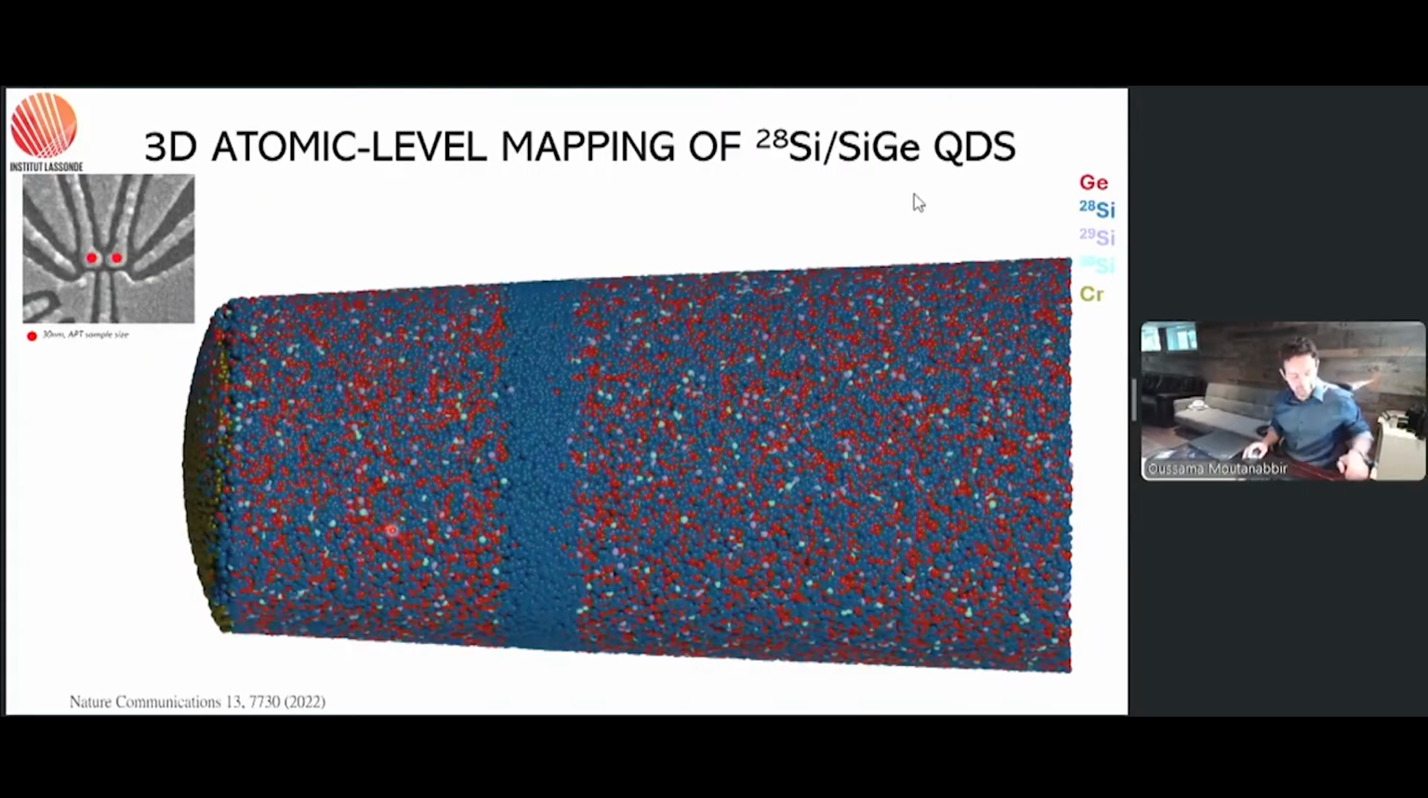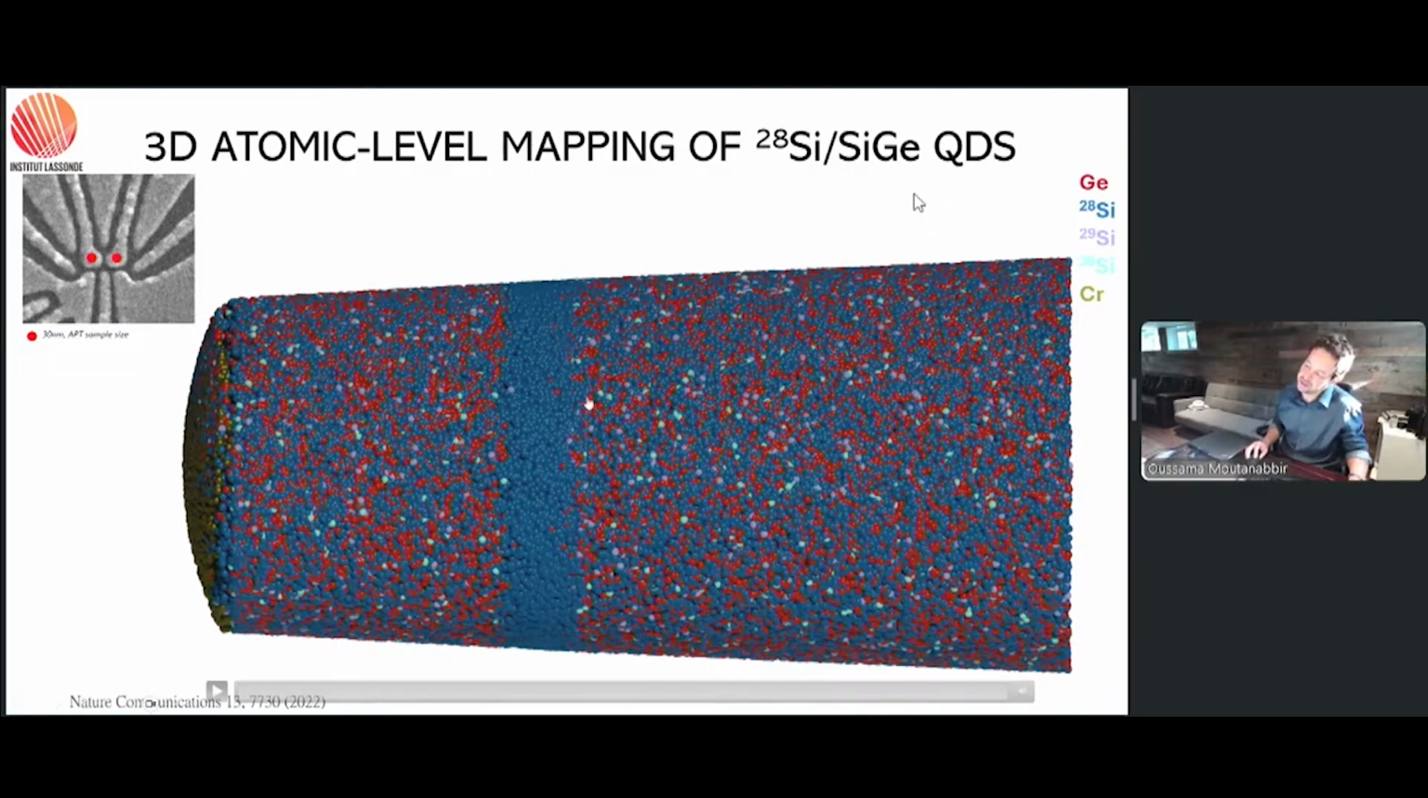So here is an example. This is a quantum dot in silicon germanium. This is silicon-28. And this is basically a 3D map that you obtain from atom probe tomography. The red is germanium. So you see this is a silicon germanium barrier, this is a silicon germanium barrier, and here you have a silicon-28 quantum well. But you see within your quantum well that you have some interdiffusion of germanium.